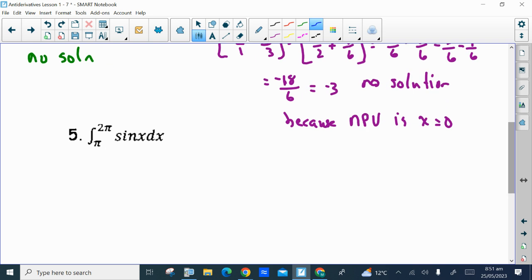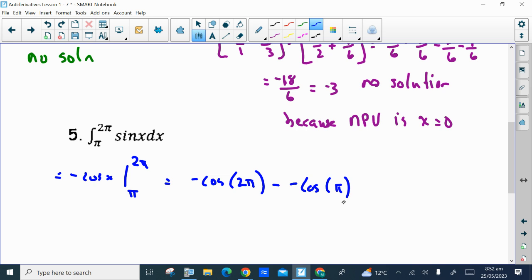So, all right, number 5. The antiderivative of sine x is negative cos x. That will evaluate from pi to 2 pi. So that will be negative cos of 2 pi minus negative cos of pi.